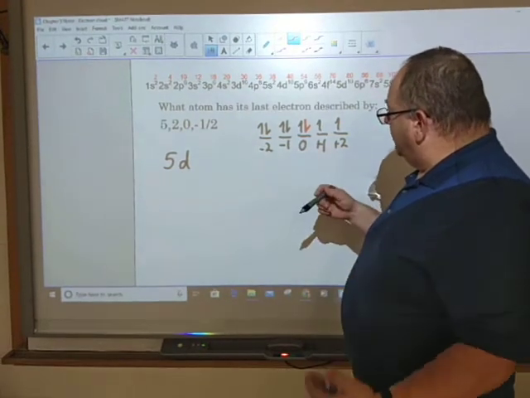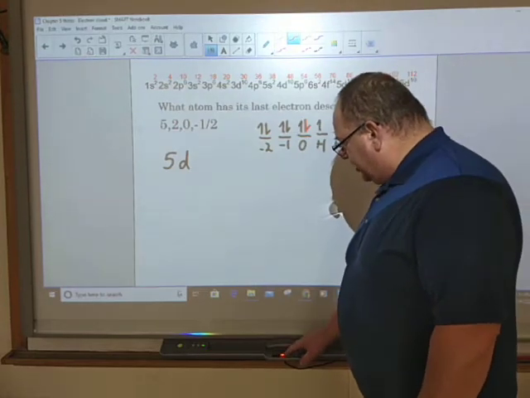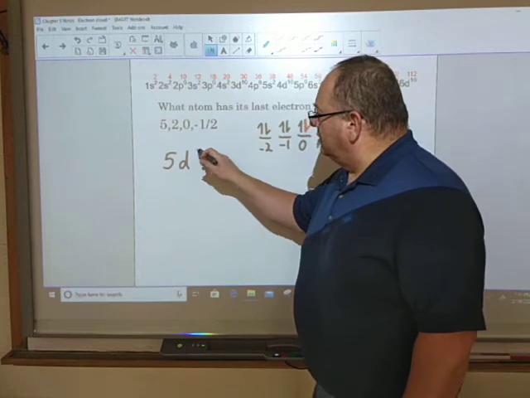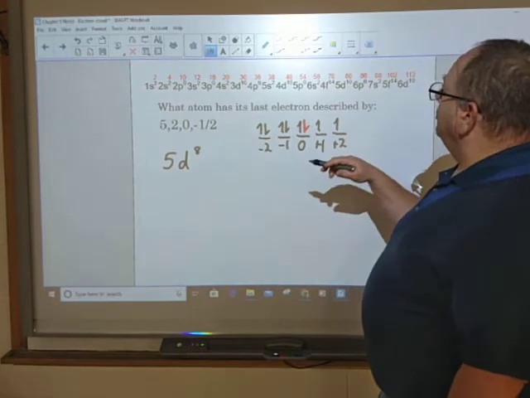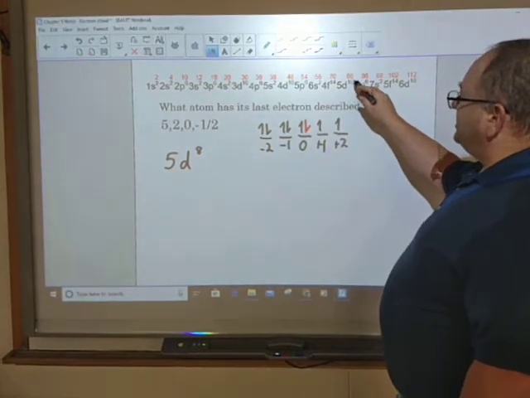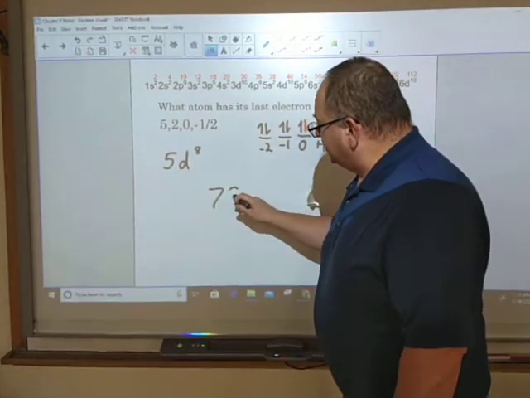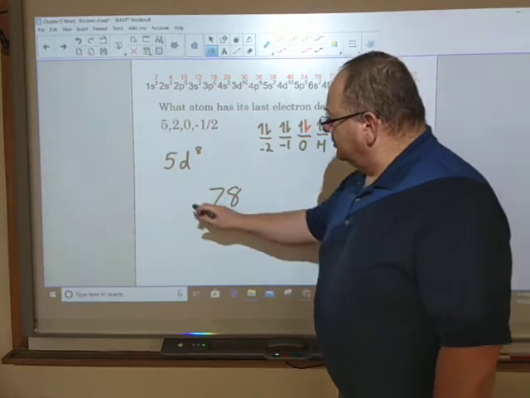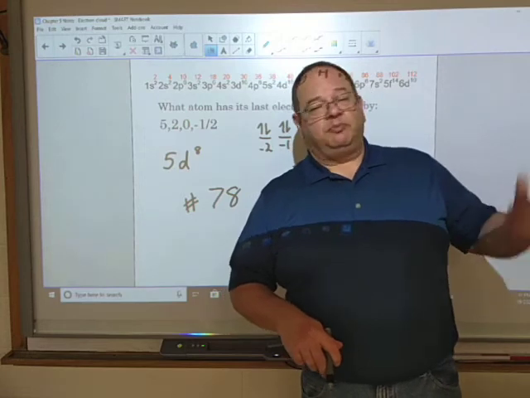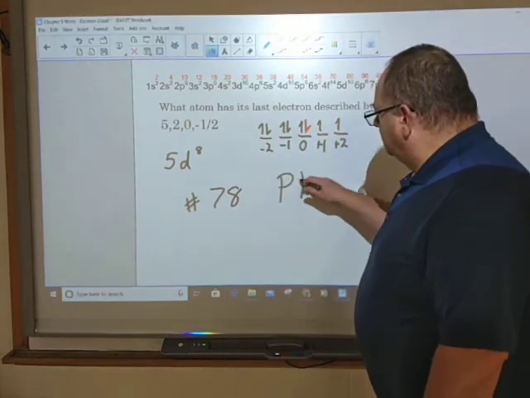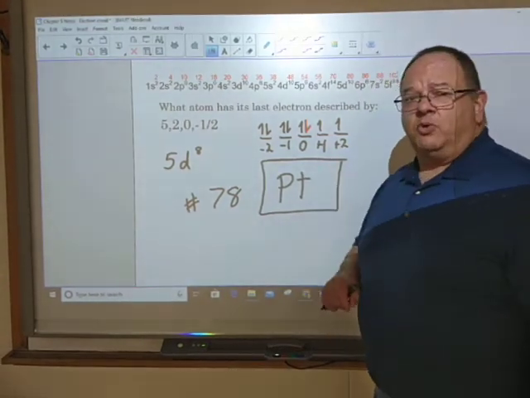Okay, now once we have that, we can count and say, well, I had 1, 2, 3, 4, 5, 6, 7, 8. I had 8 electrons all together. 5d8. Where does that end up? Here's 5d10 is at 80 electrons, so 5d8 must be 78 electrons. Atomic number 78, we look at our periodic table, is platinum. So there's an example working the opposite way.